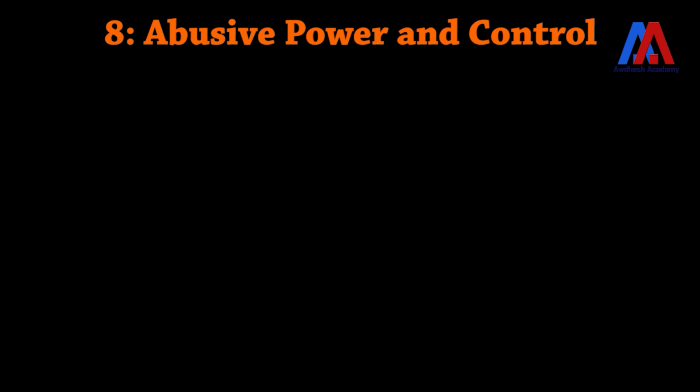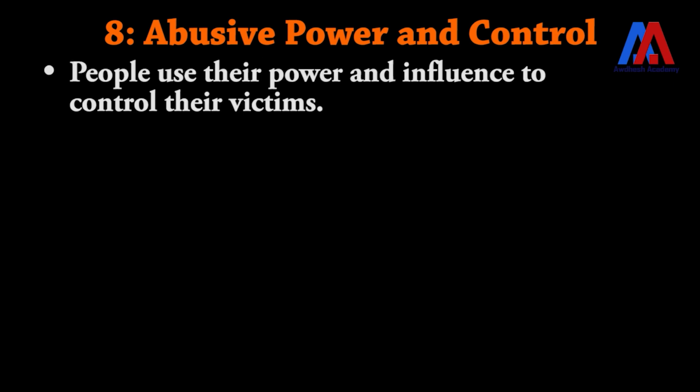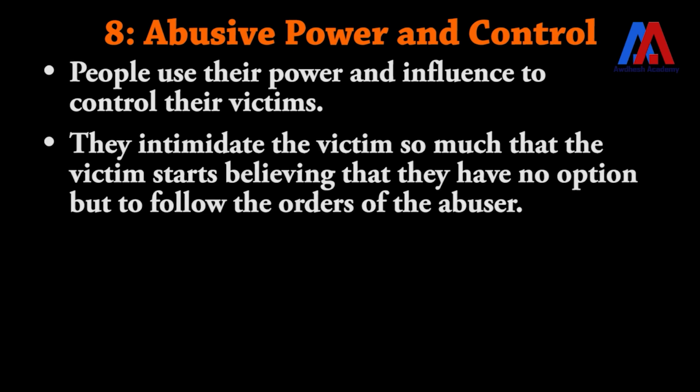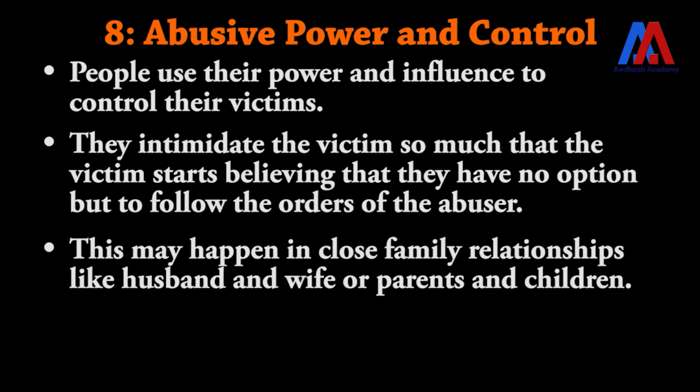The eighth important social influence is called abusive power and control. Here people use their power and influence to control their victims. They intimidate the victim so much that the victims start believing that they have no option but to follow the orders of the abuser. This often happens in a family and close relationships where, let us say, a father abuses the child or abuses the wife, and he abuses so much that he gathers absolute control over the person, and thereafter whatever that person says, the victim has to follow. So this is also an example of social influence.